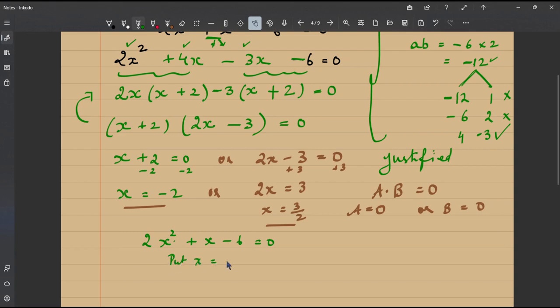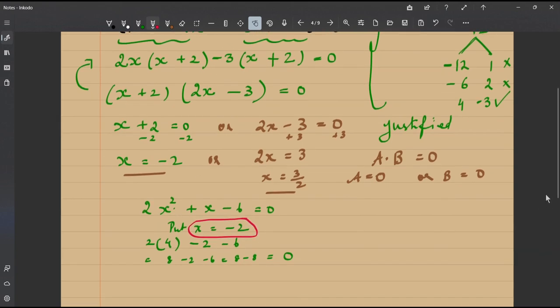put x is equal to minus 2 in this quadratic, you get 2 into 4, because minus 2 the whole squared is 4, plus minus 2 minus 6, which is equal to 4 into 2, 8, minus 2 minus 6, which is 8 minus 8, which is equal to 0, which is the right hand side. So this is one root. This is one, x is equal to minus 2 is one root of the equation. It satisfies the quadratic equation also.